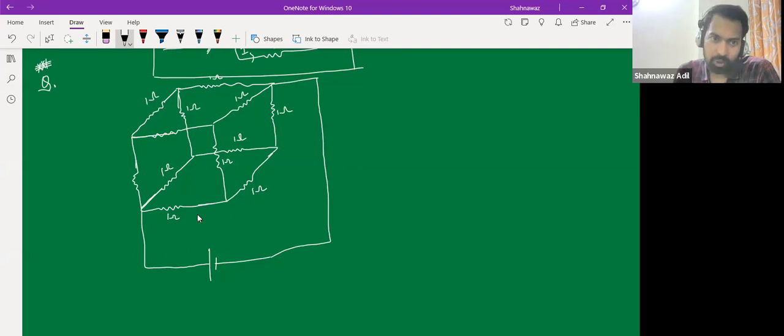So let's say that these three resistances are equal, right? They are dividing equally. So what should I assume at this junction? How much amount of current should I assume?